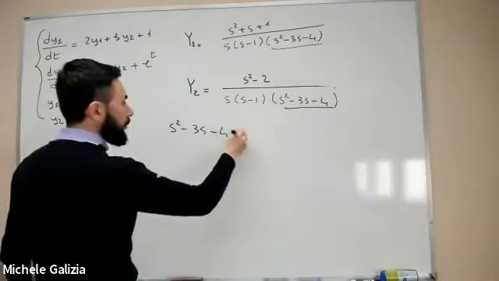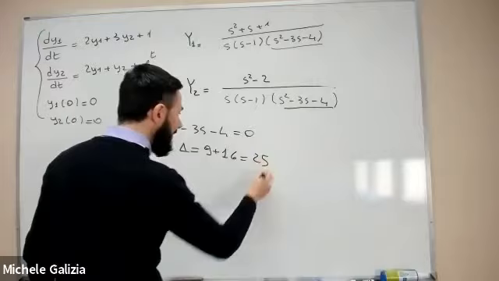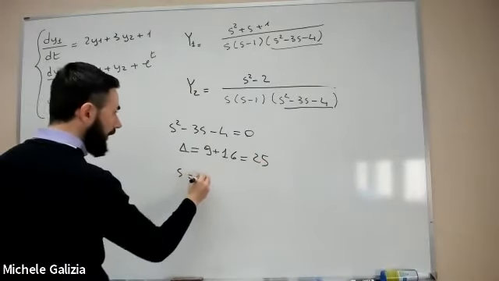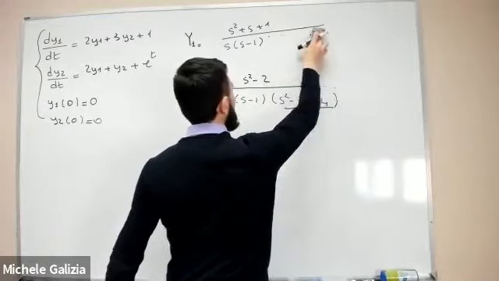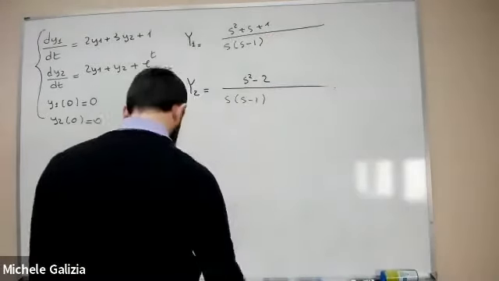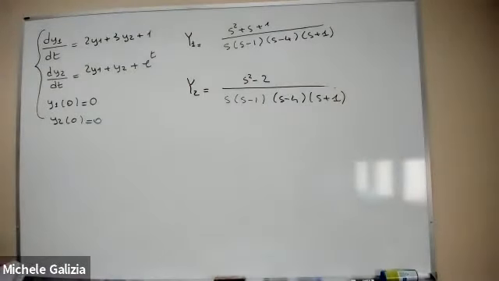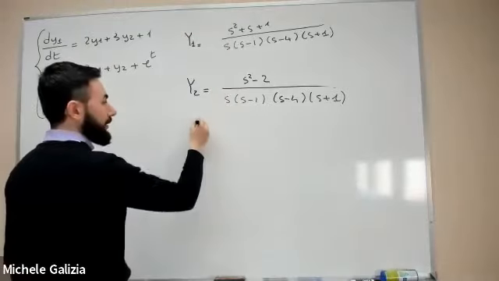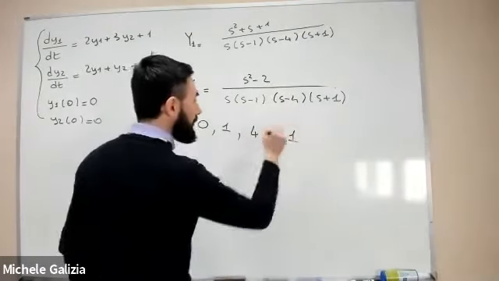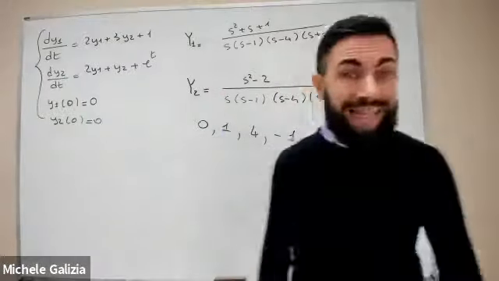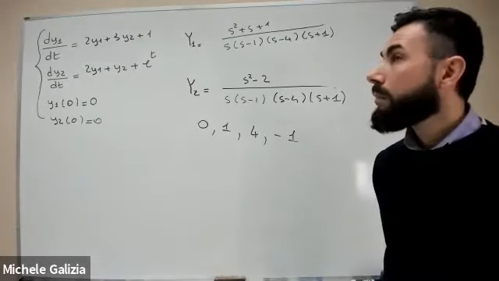So we have to find these other two poles. So delta is 9 plus 16 is 25. And so basically the poles are 4 and minus 1. And so I can decompose this factor in s minus 4, s plus 1. And so basically now we have as poles clearly 0, clearly 1, clearly 4, and clearly minus 1. Does everyone agree with this? So in which situation we are if we want to apply the Heaviside theorem? The first theorem? First.